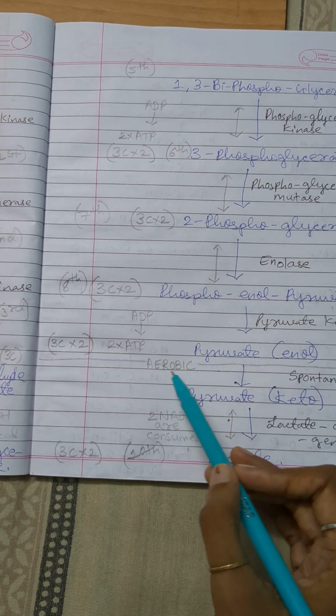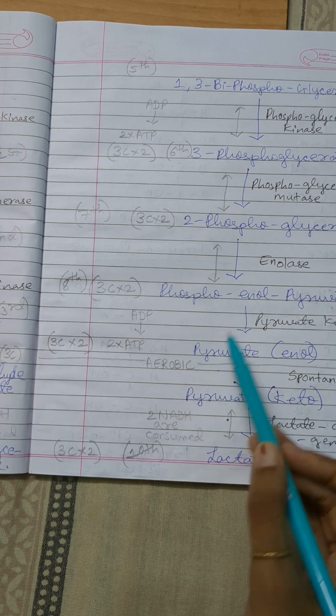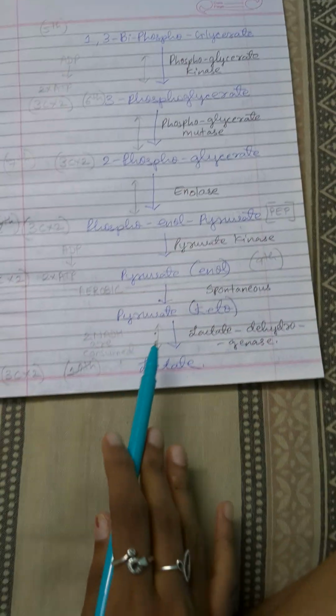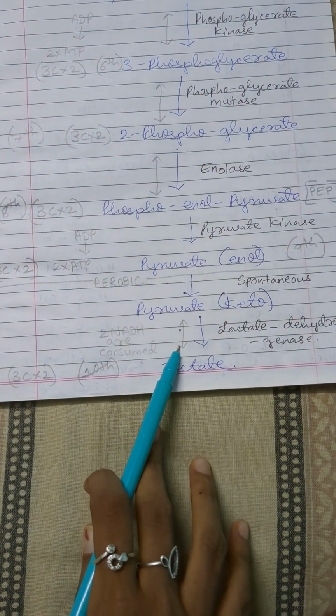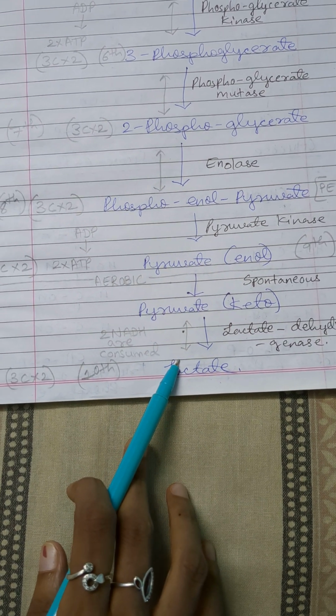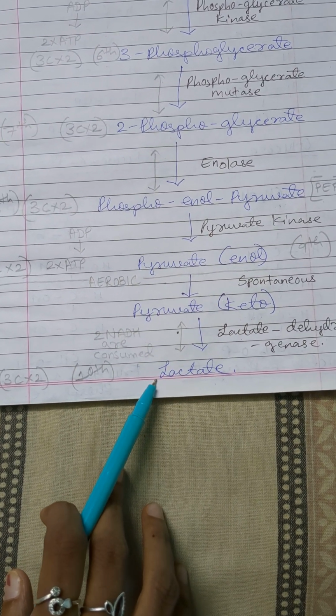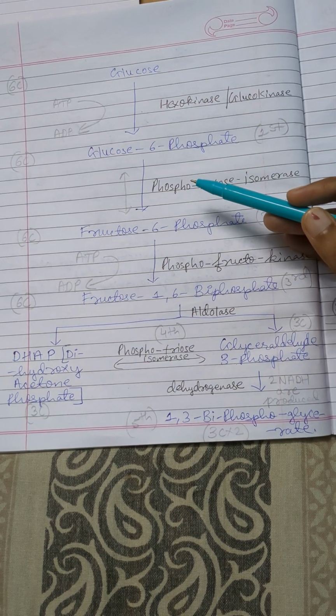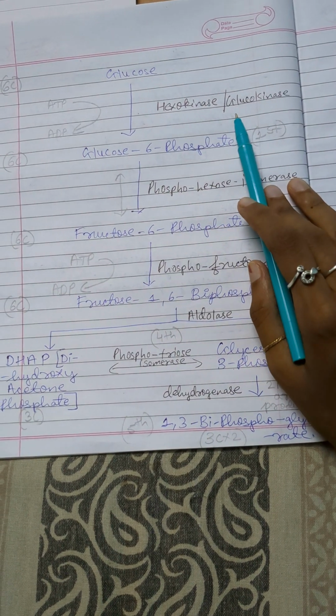This happens in aerobic reactions where oxygen is present. Now in the absence of oxygen, that is in anaerobic reactions, pyruvate is converted to lactate. Lactate is the end product in anaerobic reactions. Now we will look at the enzymes involved.